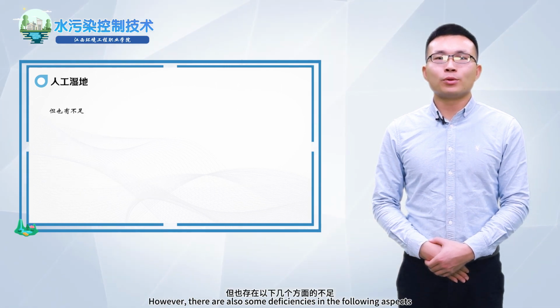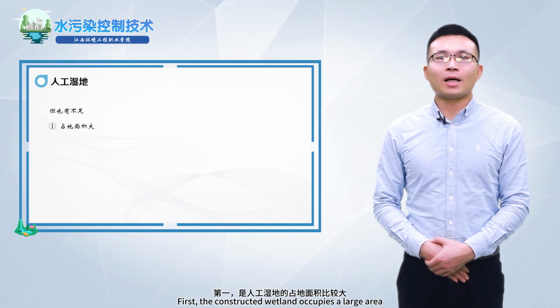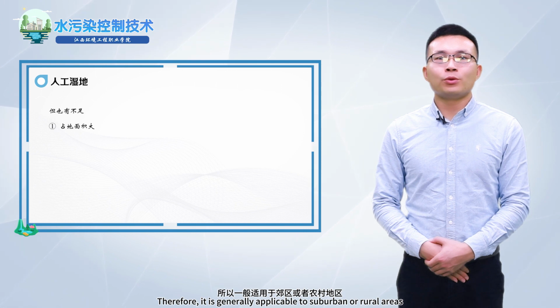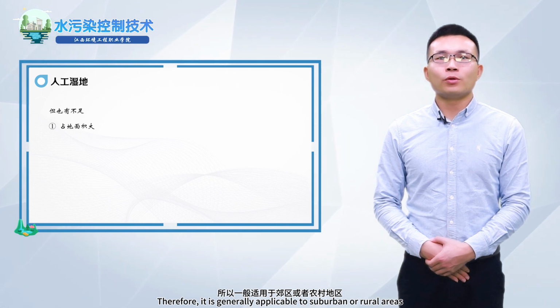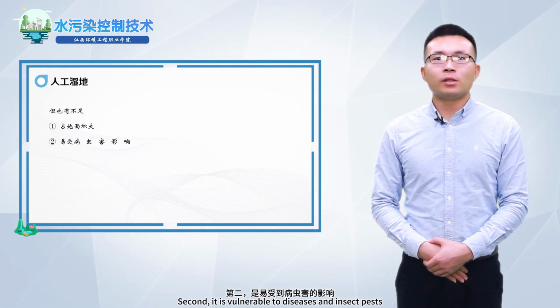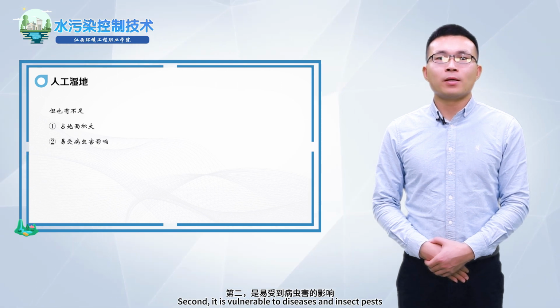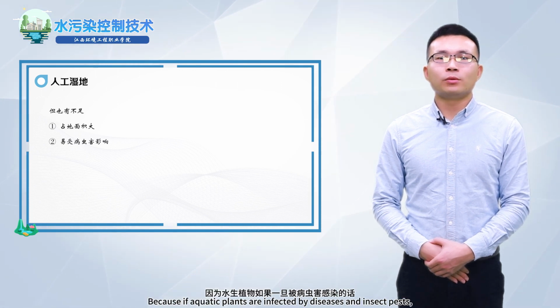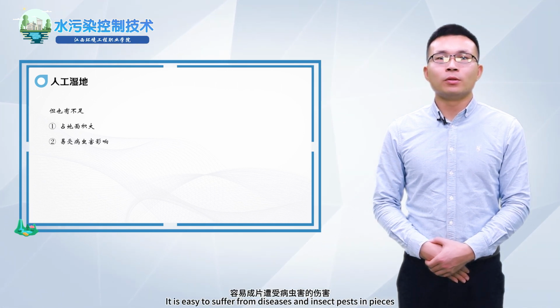However, there are also some deficiencies in the following aspects. First, the constructed wetland occupies a large area, therefore, it is generally applicable to suburban or rural areas. Second, it is vulnerable to diseases and insect pests, because if aquatic plants are infected by diseases and insect pests, it is easy to suffer from them in pieces.